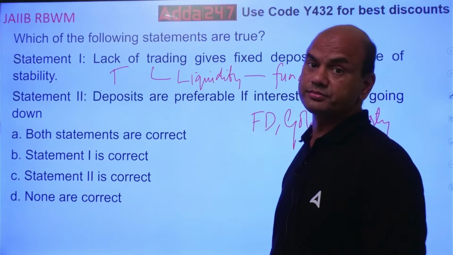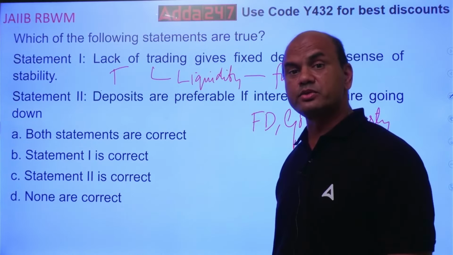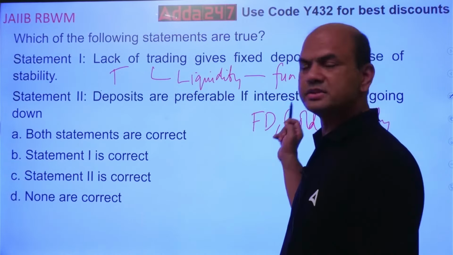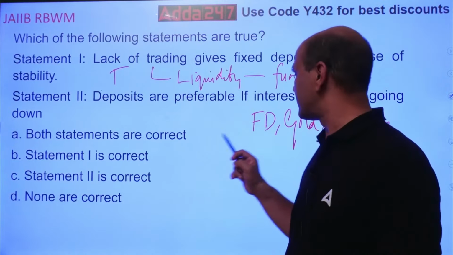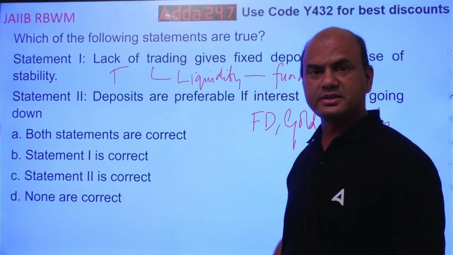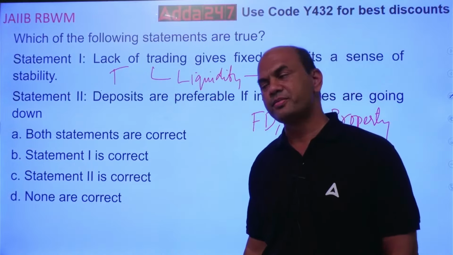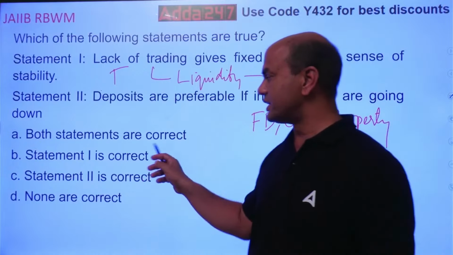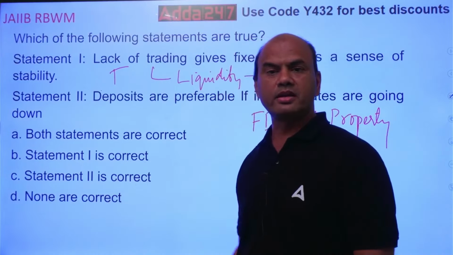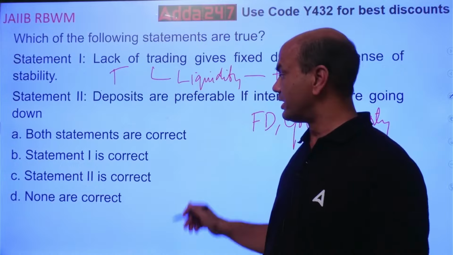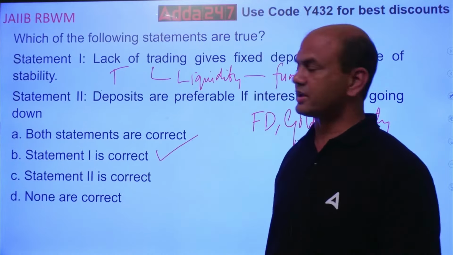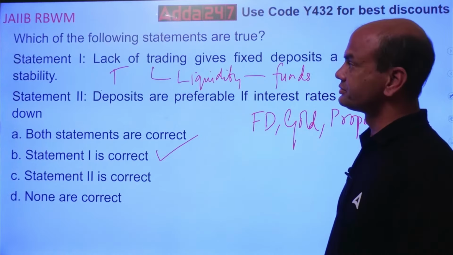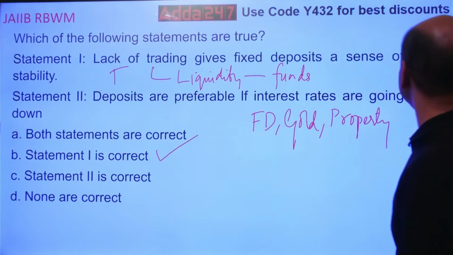If the rate of interest is going down, will people prefer to invest more in FDs, or will they prefer something else like markets, stock markets? So which statement is true over here? Both the statements are correct. Statement 1 is correct, 2 is correct, none of them are correct. It is statement 1 is correct, 2 is not correct. Okay. So statement 1 is correct. Got it? Next.